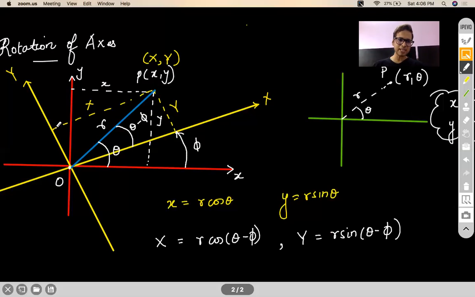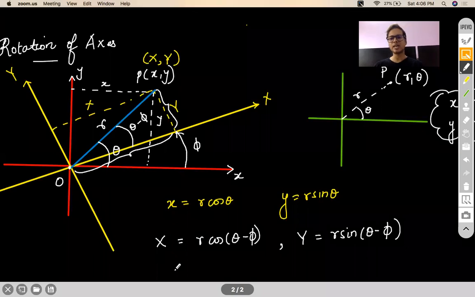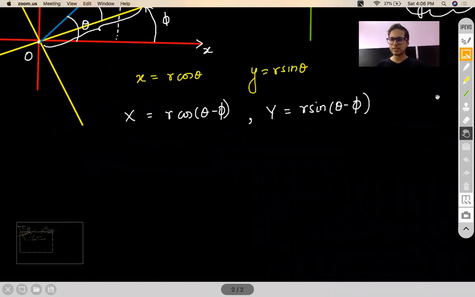So this capital X that you see is basically this length. That would be clearly r cos(theta minus phi). And capital Y that you see is clearly this length, which is r sin(theta minus phi). Am I right? Okay. So now let us see what it results into when we expand it.